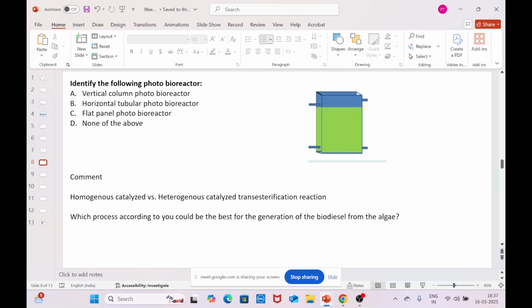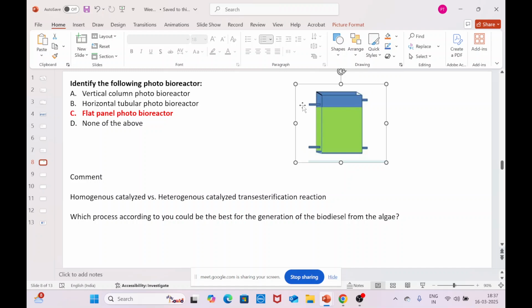Flat panel. Again, this system classification depends upon the way the panel or the tubes are arranged. So in case of the tubular, horizontal tubular, the tubes are placed in the horizontal direction. In case of the vertical, you have the vertical columns. So here it's a flat plate. So that's what this classification is about.